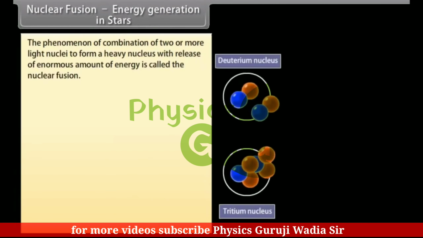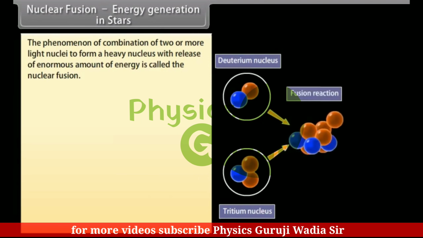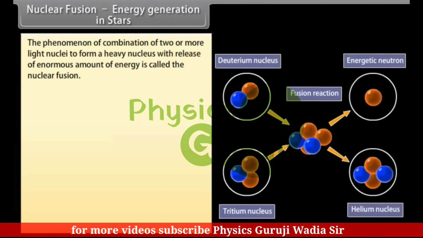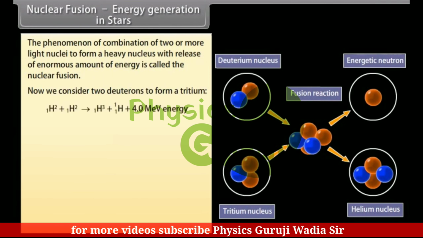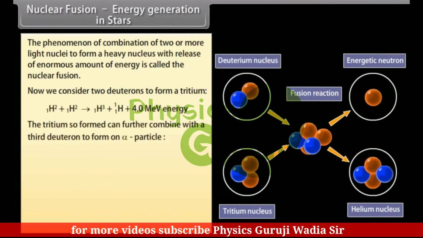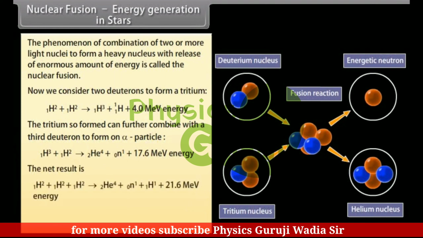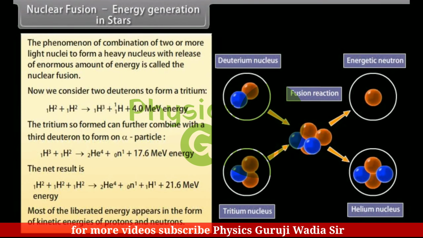Nuclear fusion, energy generation in stars. The phenomenon of combination of two or more light nuclei to form a heavy nucleus with release of an enormous amount of energy is called nuclear fusion. Now we consider two deuterons forming a tritium. The tritium so formed can further combine with a third deuteron to form an alpha particle. The net result is that most of the liberated energy appears in the form of kinetic energies of protons and neutrons.